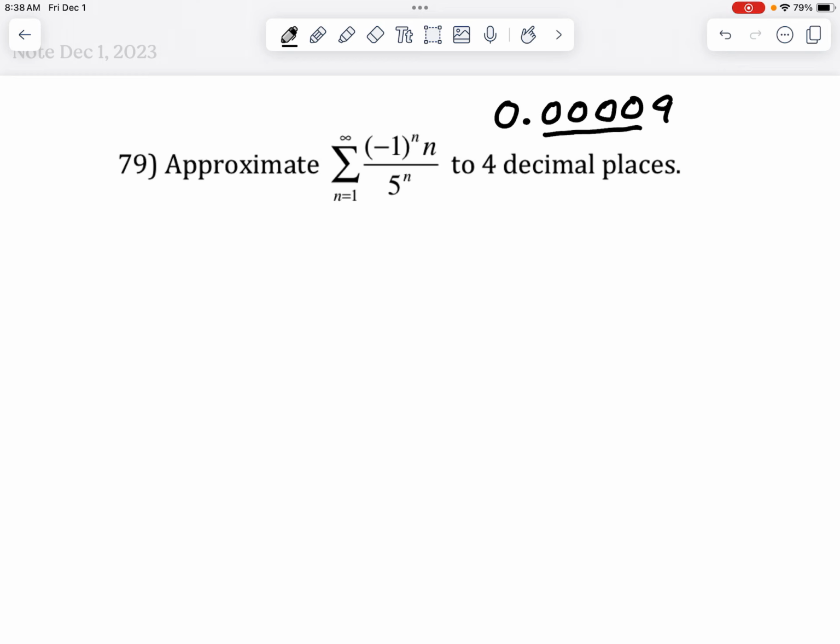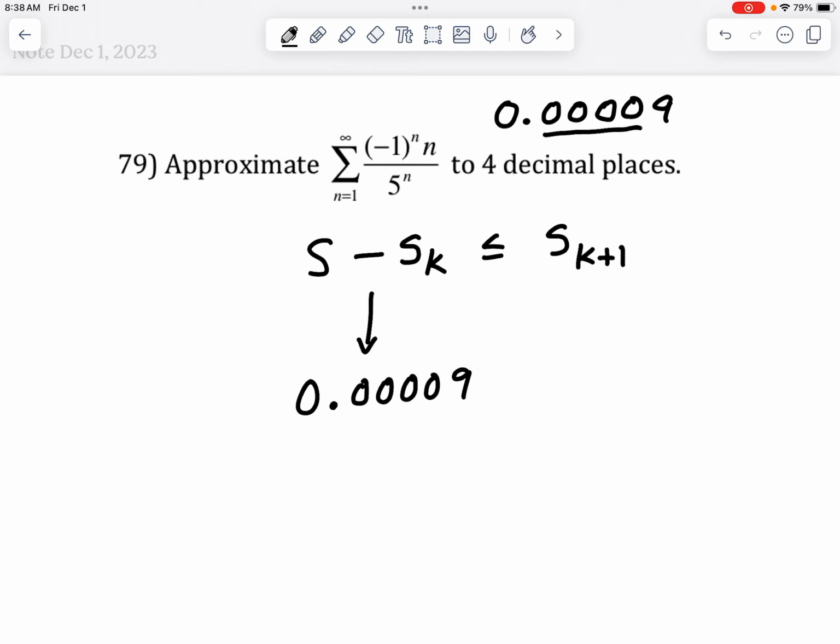Okay, that's one idea. The other idea is that if S is the sum, and you use a partial sum to estimate it, then that error is going to be less than or equal to the next term. One of the great things about alternating series. So this side is saying what the error is, and we're saying that the error at most could be 0.00009. And to solve for k, I'm just going to change the inequality to an equal, saying basically, what if the error was as much as possible, as much as is allowed?